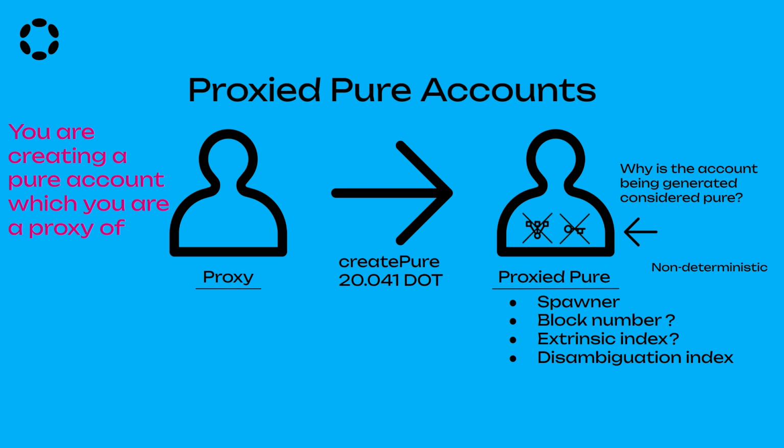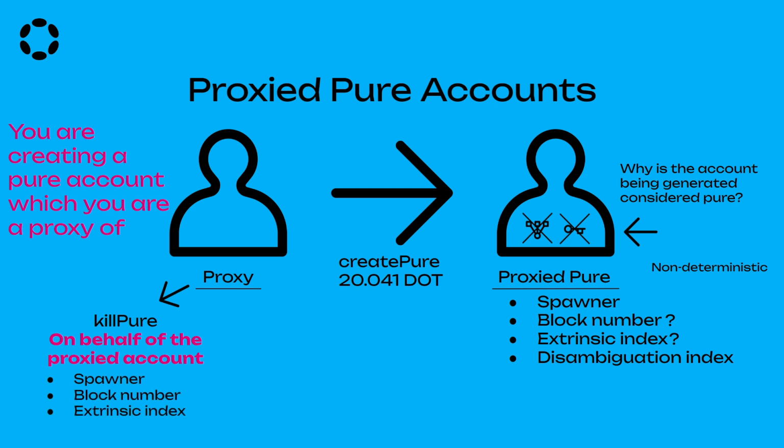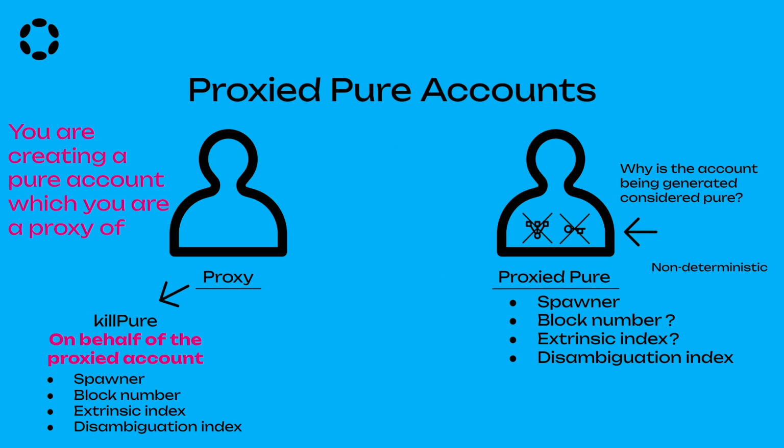In order to free the deposit that was placed to generate a proxied pure account, the proxy must submit a kill pure transaction on behalf of the proxied account. This transaction must indicate the spawner, block number, extrinsic index, and disambiguation index for Polkadot to know which proxied pure account must be killed. If submitted successfully, the spawner's deposit is freed and the proxied pure account becomes inaccessible.